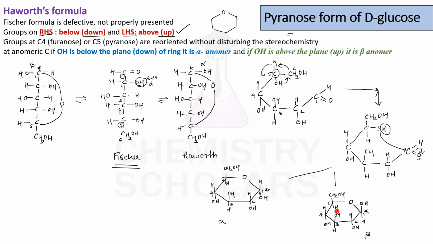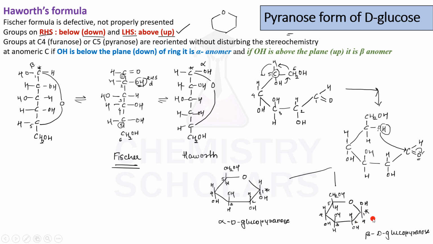Now how to name this? This is called alpha because we are talking about D-glucose. So alpha-D-gluco, and this is the pyranose structure. Pyran, no? Six-membered ring. And this is called beta-D-glucopyranose. Okay. This is how you get it.